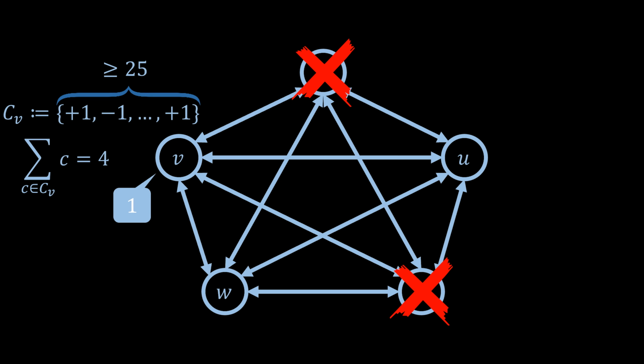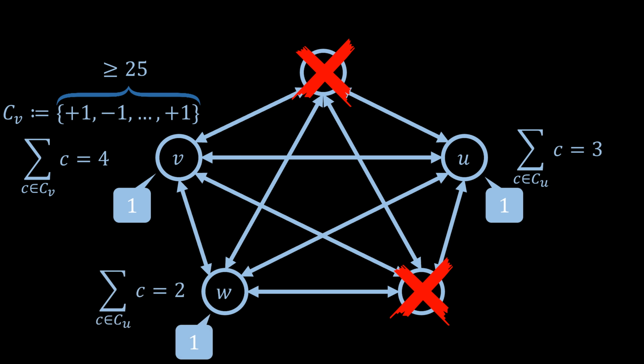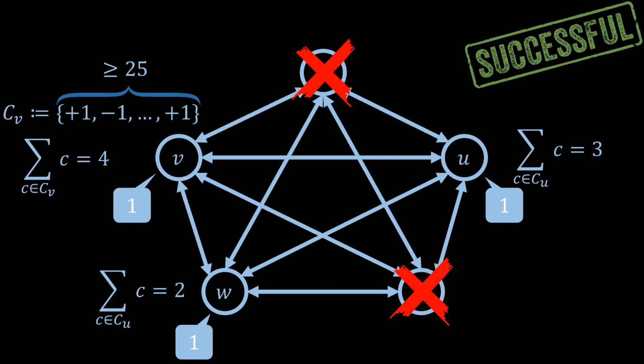Node U adds another random number, a -1, and then gets a sum of 3, and so node U also outputs 1. Lastly, node W adds another random number, which also happens to be a -1, and then gets a sum of 2. Since the sum remains positive, node W also outputs 1 and all nodes agree.